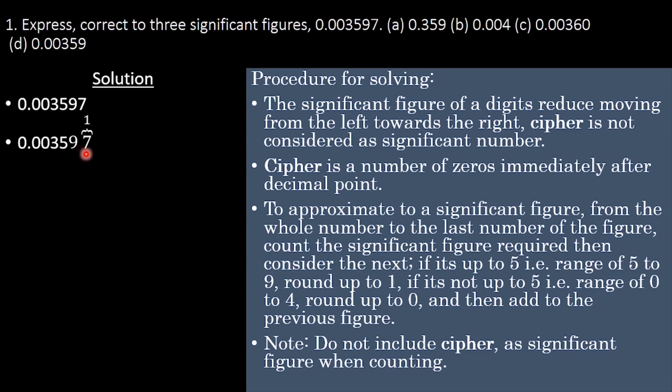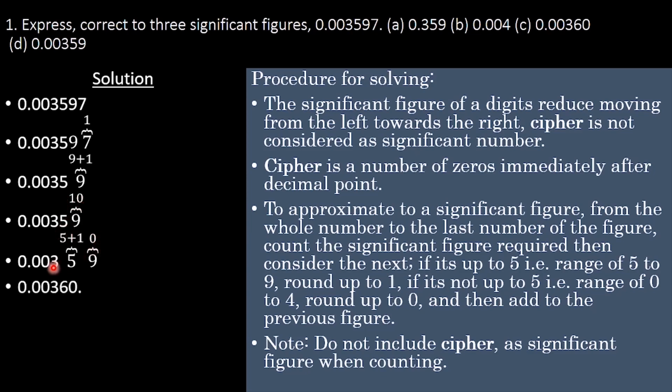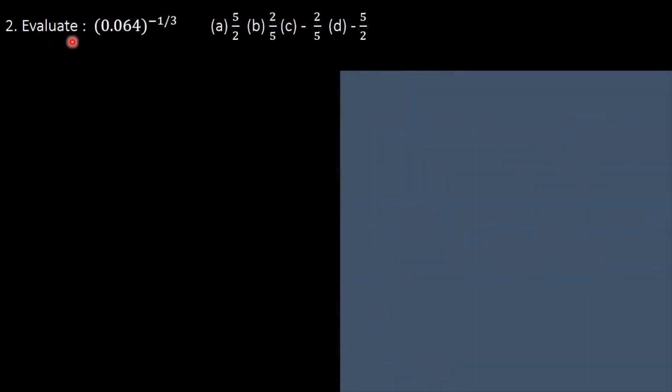For us to consider this, we can see that 7 is in the range of 5 to 9. Therefore we are going to round it up by 1 and add it to the previous figure. When we add this 1 to the previous figure, we are going to have 9 plus 1 equals 10. Don't forget that we are not going to write all this 10 down. What are we going to do? We are going to add this 1 here to the previous figure here, that is 5 plus 1, and it remains 0 left here. Therefore we are going to have 0.00360.